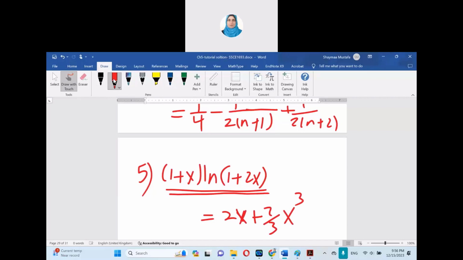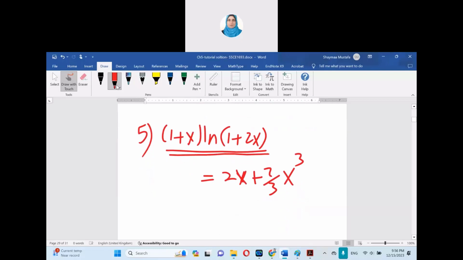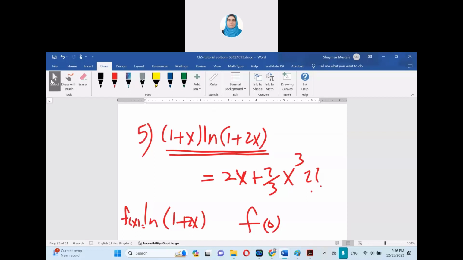To find the Maclaurin series for this function, you need to find the Maclaurin series for ln(1 plus x) first. This is what we need to prove. So just find the Maclaurin series for ln(1 plus x) or ln(1 plus 2x). You can start from the beginning with 1 plus 2x. It's up to you. After you find the Maclaurin series, you can multiply by 1 plus x to show that it is equal to 2x plus 2/3 x cubed. This is the idea for question 5.